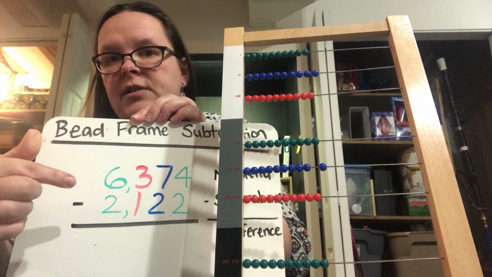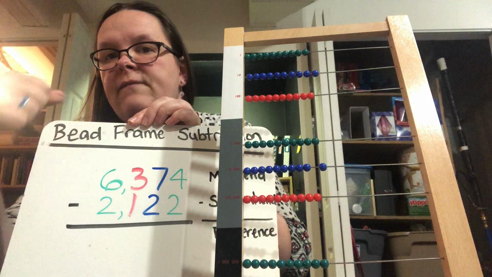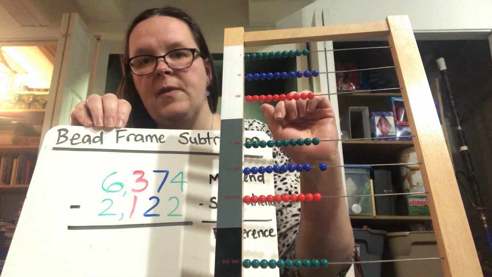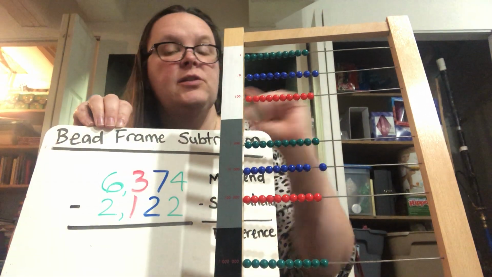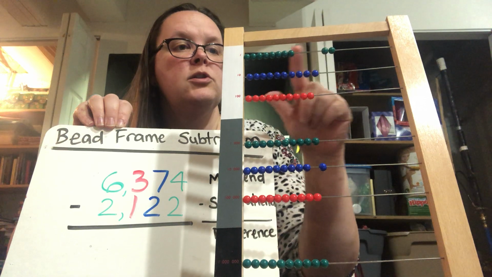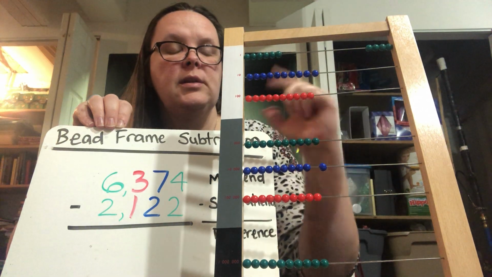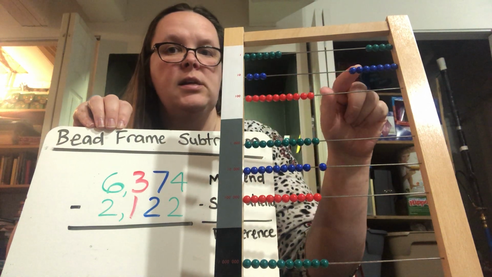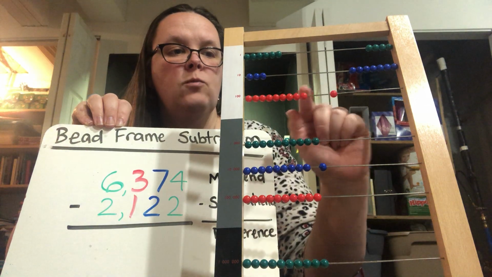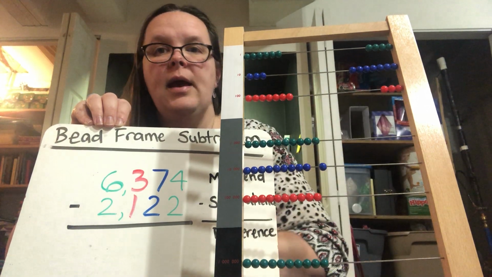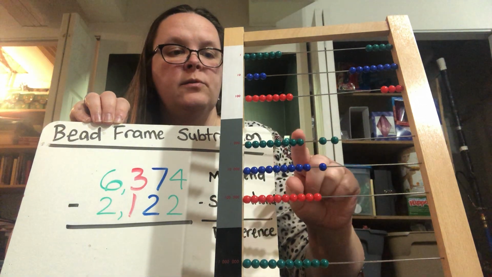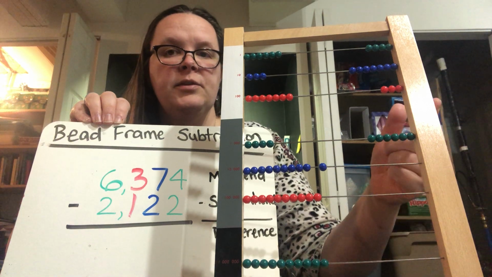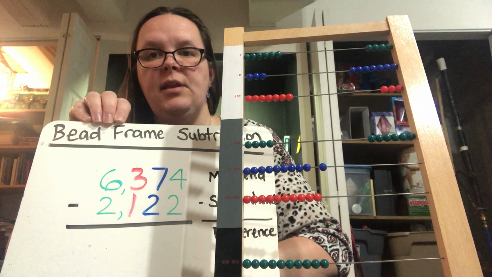6,000, hard to do this backwards. 6,374. That's what I'm going to put on my board first, right? So I was going to start with the thousands, but I shouldn't do that. I should always start with my units. So I'm going to put on 4 units. 1, 2, 3, 4 units. 7 tens. 3, 4, 5, 6, 7. 3 hundreds. 1, 2, 3. And 6 thousands. 1, 2, 3, 4, 5, 6. 6,374. That's my minuend.